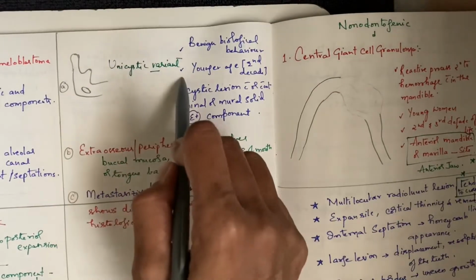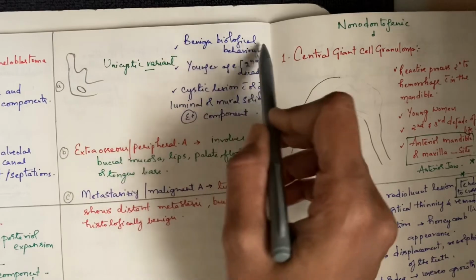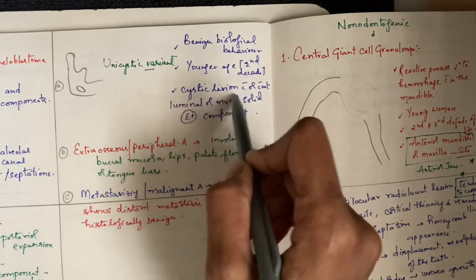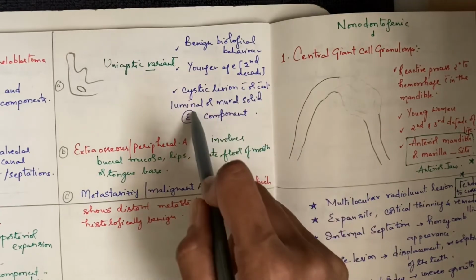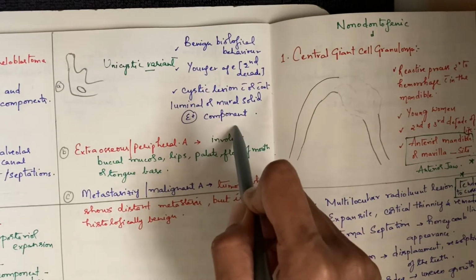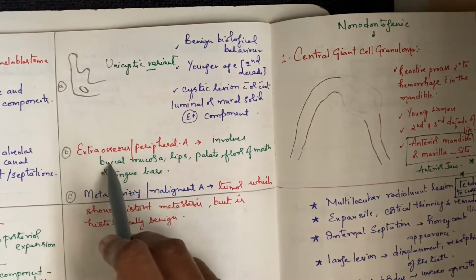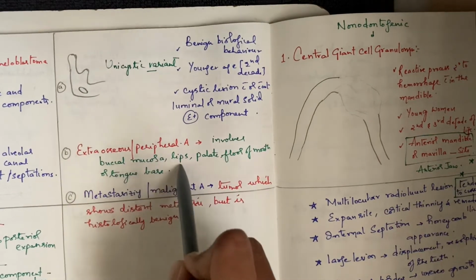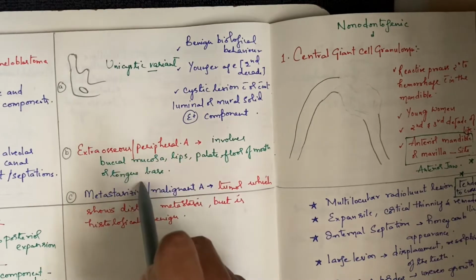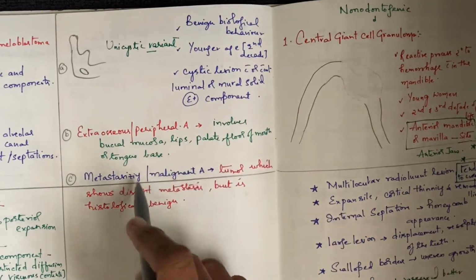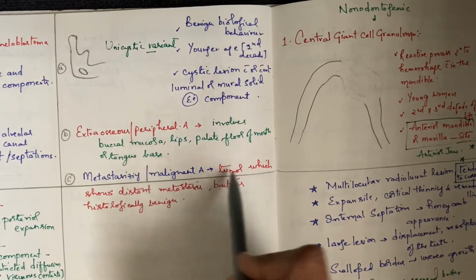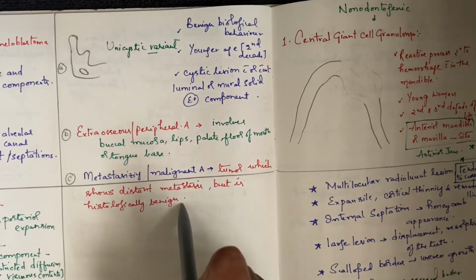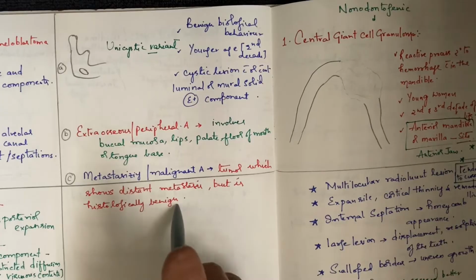Coming to the unicystic variant, it has a benign biological behavior. It occurs in the younger age group, and is a cystic lesion, with or without luminal or mural solid enhancing component. Extraosseous or peripheral ameloblastoma involves the buccal mucosa, lips, palate, floor of the mouth, tongue base. The metastasizing or malignant type is the tumor which shows distant metastasis, but histologically it's a benign type.